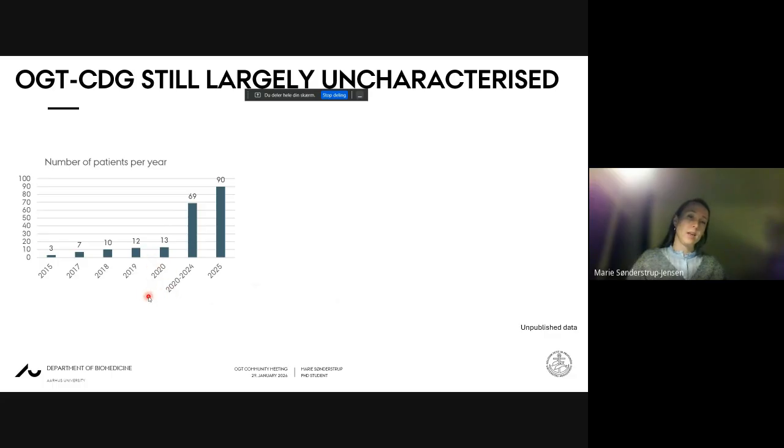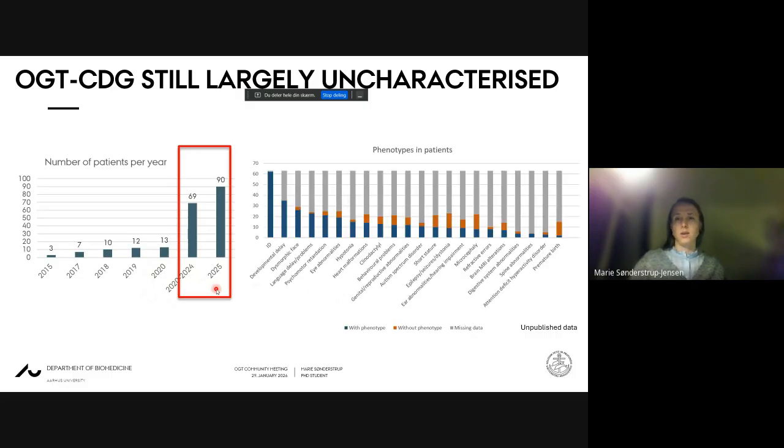Since 2020, a lot more patients have been identified. In 2025, we have identified 21 new patients. And we are starting to see the phenotypes more, not strongly, but we're getting a better idea of what it looks like.